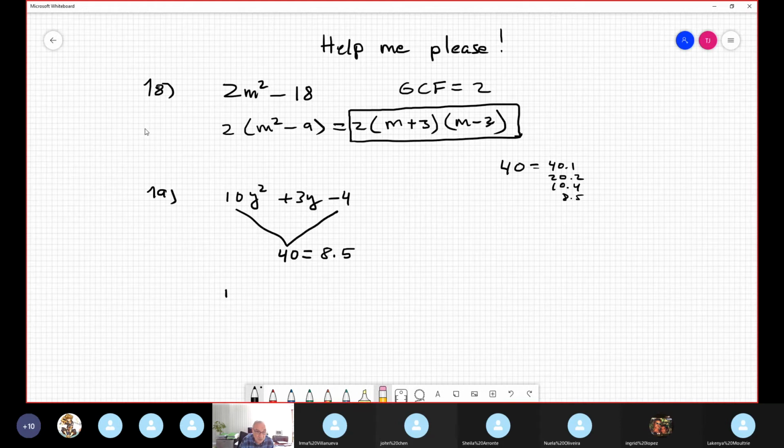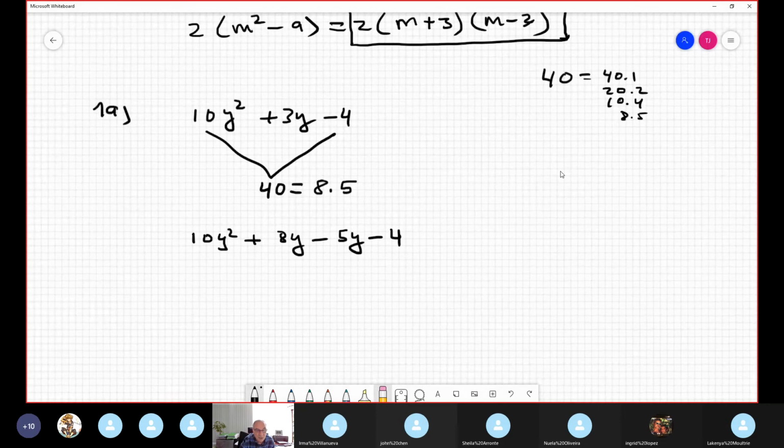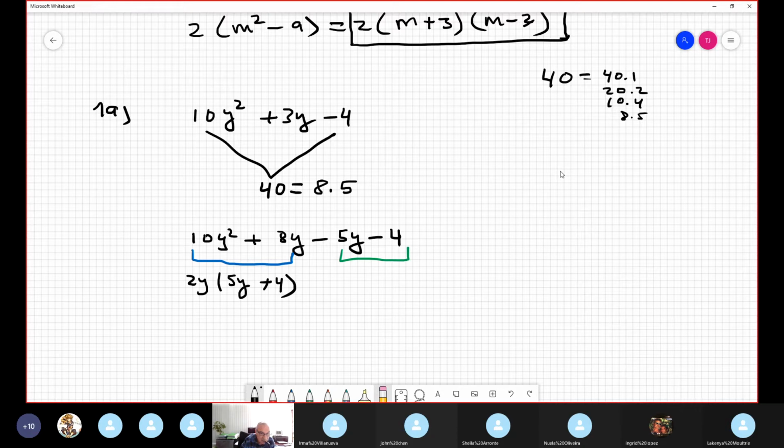So you bring down 10y squared, and you separate 8 and 5, and the corresponding signs, positive and negative. Because when you combine like terms, positive 8 and negative 5 is positive 3. I'm ready to apply factorization by grouping, the blue and the green. What is the GCF of the blue part? 2y. Very well. We have 5y plus 4. What is the GCF of the green part?